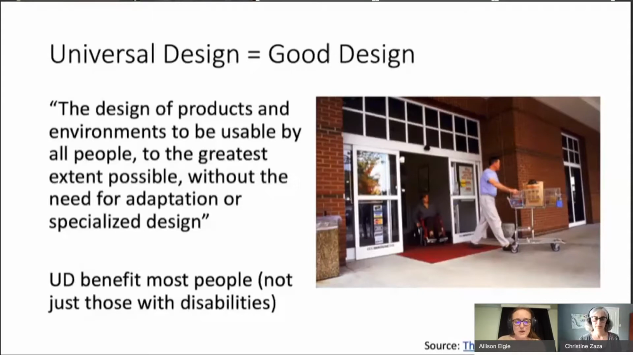The design of products and environments to be usable by all people to the greatest extent possible, without the need for adaptation or specialized design. The fact of the matter is that universal design benefits most people, not just folks with disabilities. You can see this in the photograph on the right, where both a gentleman with a cart and someone in a wheelchair benefit from an automatic opening door.